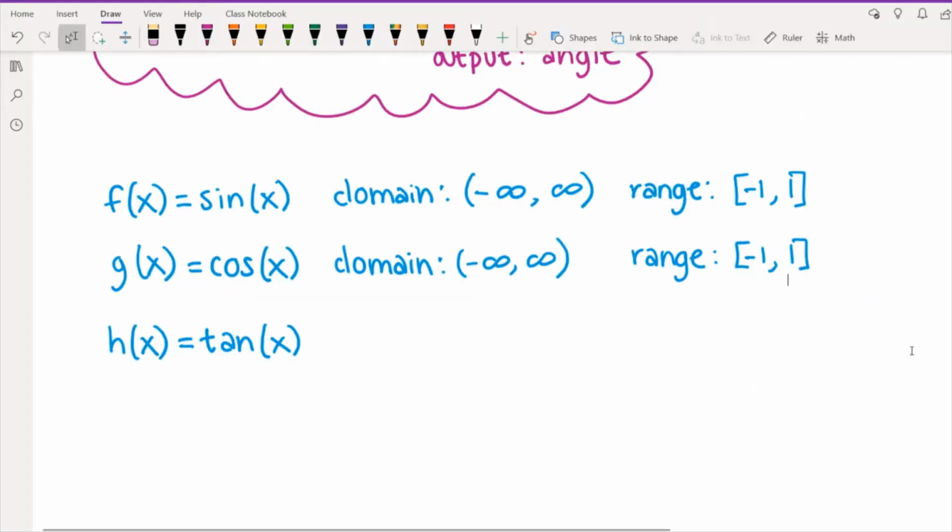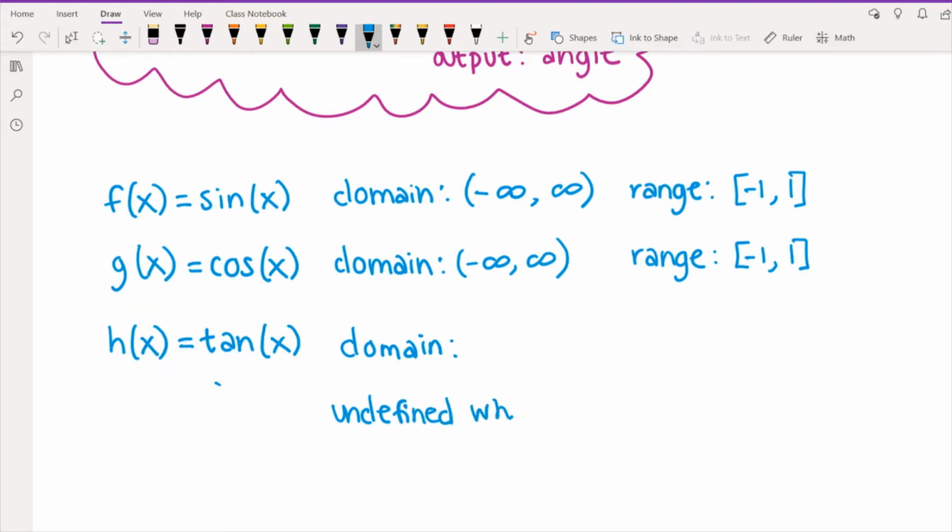So tangent's a little bit different. What's the problem with tangent? Well, you calculate it by doing the y coordinate over the x coordinate on the unit circle. And so basically tangent is going to be undefined. So maybe I'll write this out first. I'll write it down here. So tangent is undefined whenever cosine of x is equal to 0.